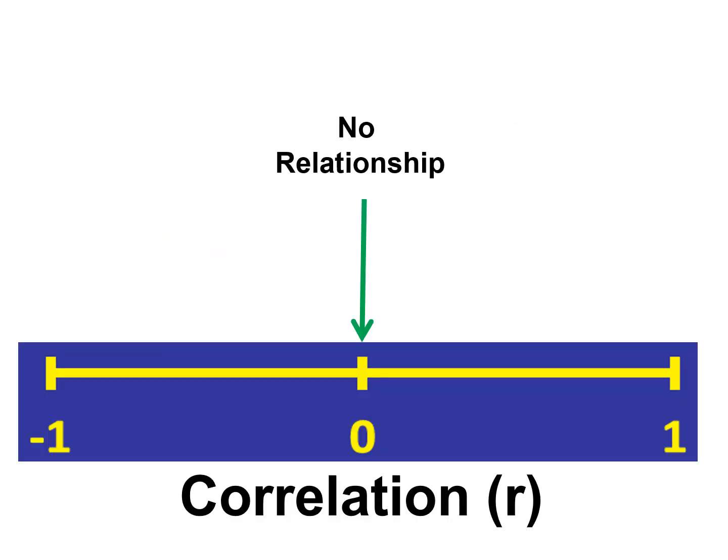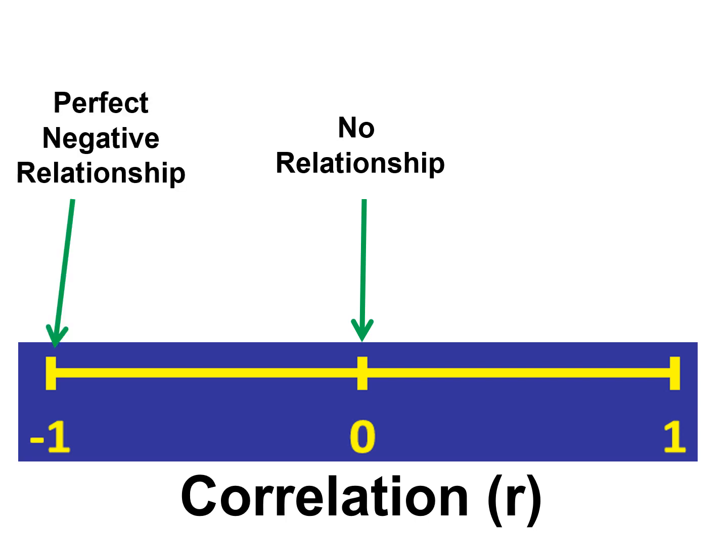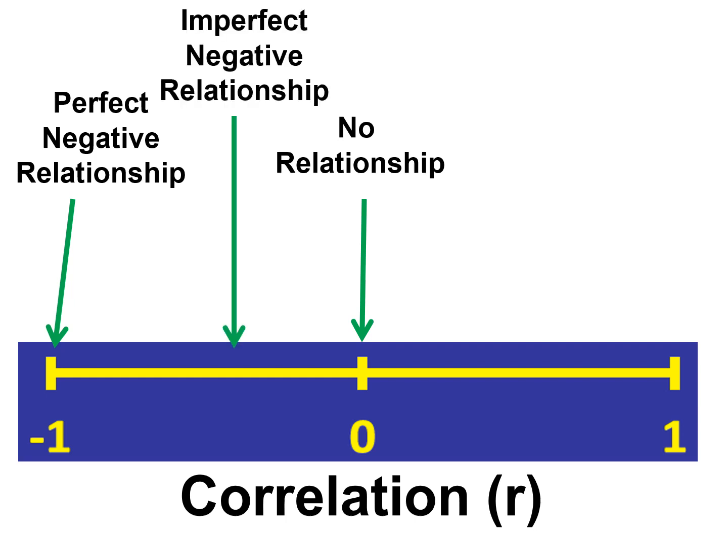Correlations are always between negative 1 and positive 1. A correlation of 0 indicates no relationship between x and y. A correlation of -1 indicates a perfect negative relationship. A negative correlation between 0 and -1 indicates an imperfect negative relationship. Negative correlations closer to -1 are stronger. Negative correlations closer to 0 are weaker.